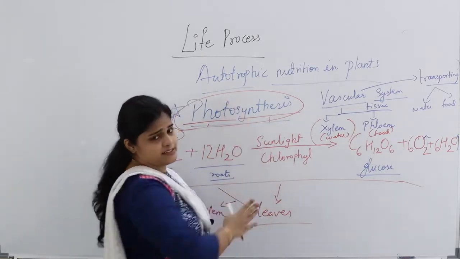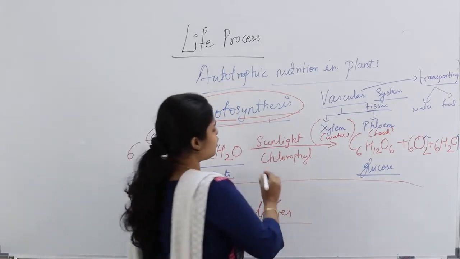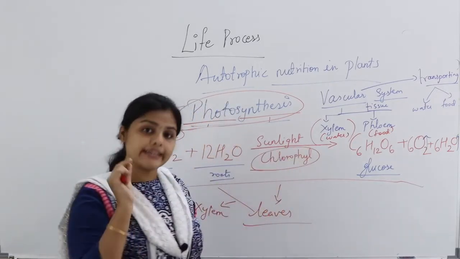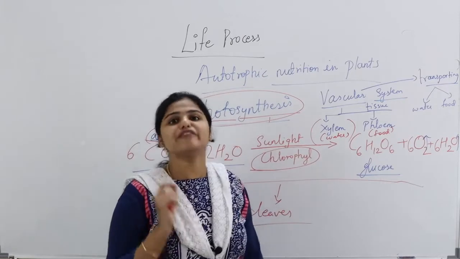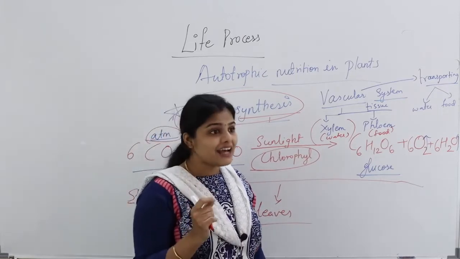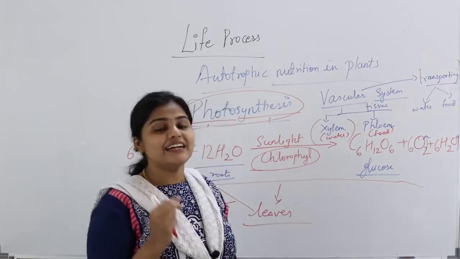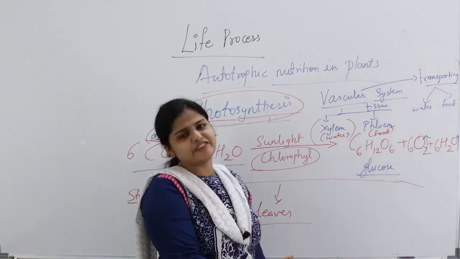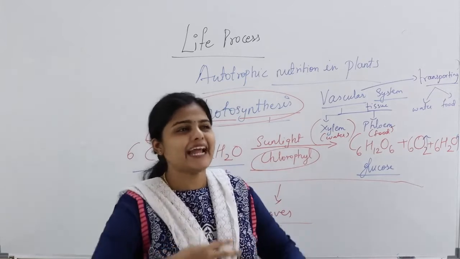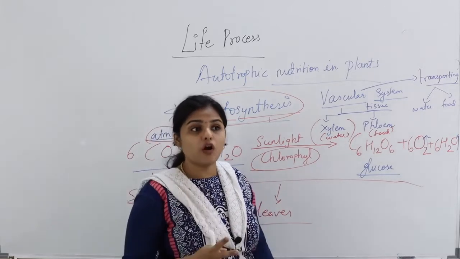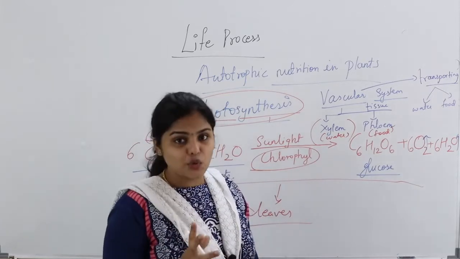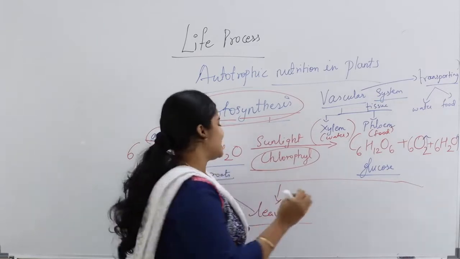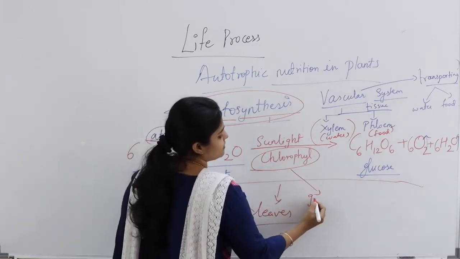Sunlight I am also going to get. Now what about chlorophyll? When I talk about chlorophyll, there are green pigments in the leaf. When you observe a leaf, normally 99% of the leaf has the color green. So chlorophyll is the green pigment.